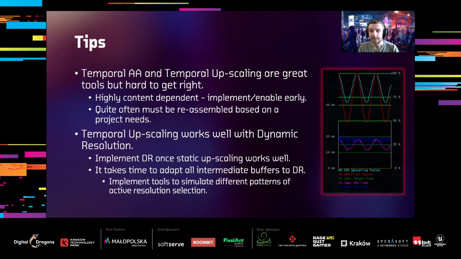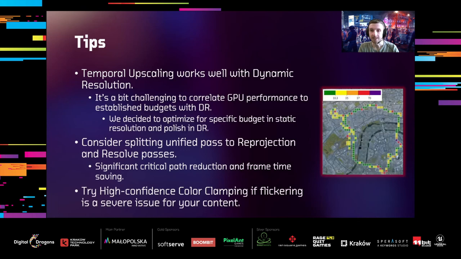Second, temporal upscaling technique works well in tandem with dynamic resolution. Unfortunately, dynamic resolution is not the easiest thing to tune and polish as well. Because of that, please consider adding dynamic resolution on top of an established and tested static upscaling solution. This will help you to manage complexity. Third, please consider splitting a unified temporal pipeline into reprojection and resolve sections. It's highly likely that it will bring you some performance savings, which can be used to either bump internal resolution or to adjust quality settings of existing techniques. Finally, experiment with the high confidence color clamping technique if you suffer from flickering artifacts as we did.